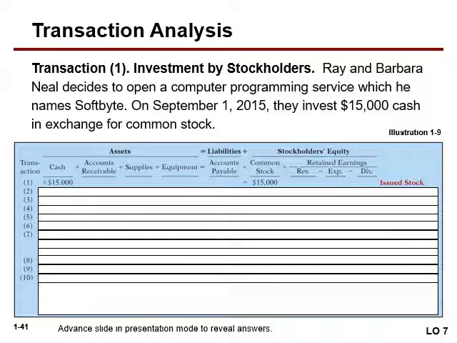What is the definition of this transaction? Issued stock. The 15,000 cash increases, and at the same time common stock also increases by the same amount, 15,000.